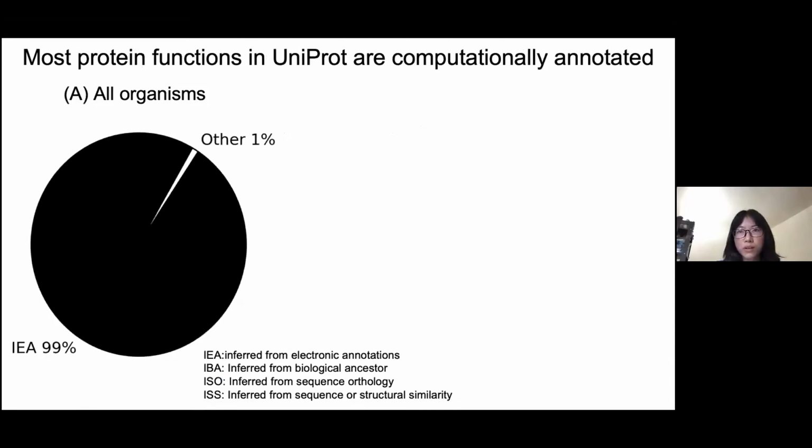Here this is a statistics image from the UniProt database. We can see that in all organisms, the IEA evidence code has 99%. IEA is a short name for inferred from electronic annotation. It means that 99% of GO terms are computationally predicted without manual review.